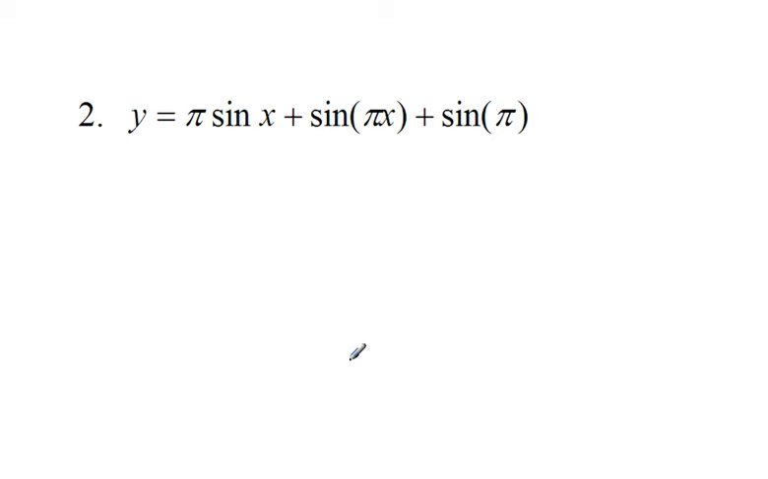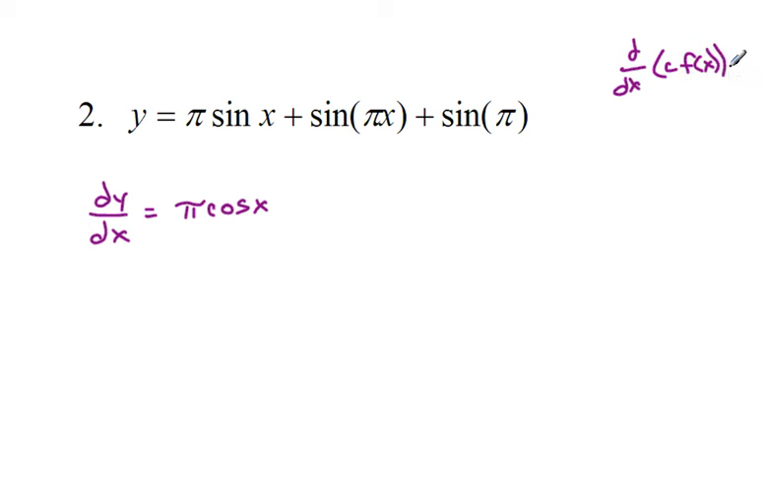In this next one, we've got a sum of different functions, and we need to take the derivative of each one separately. So we look at this first one. Pi sine x, the derivative is pi cosine x. And to make sure we understand that this is the rule that says that if I'm taking the derivative of a constant times a function, that equals the constant times the derivative of the function. So this constant pi stays there, derivative of sine is cosine.